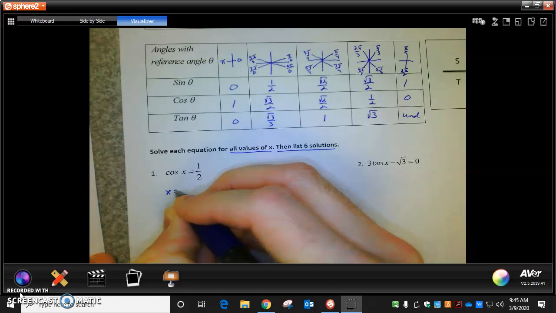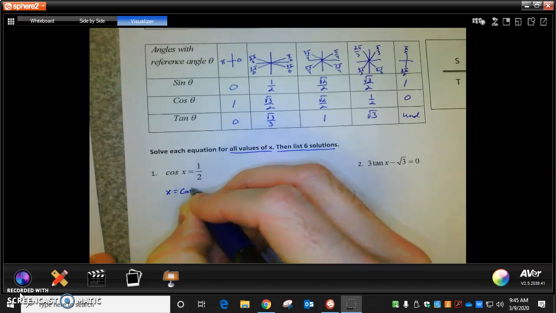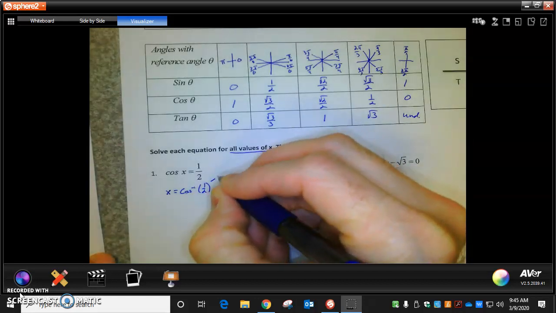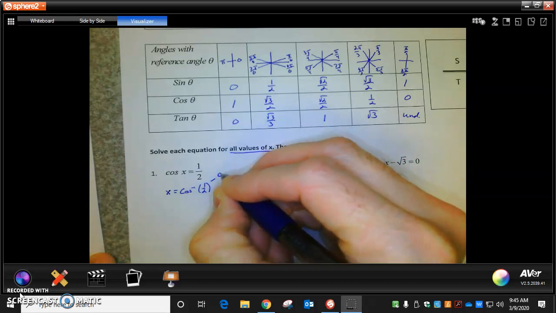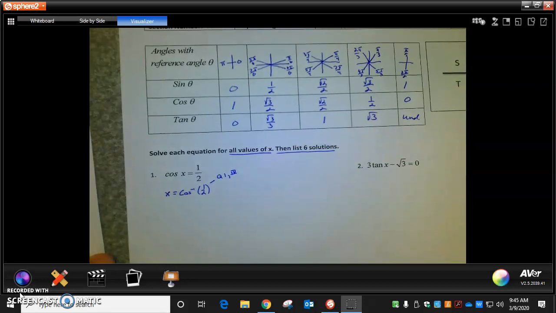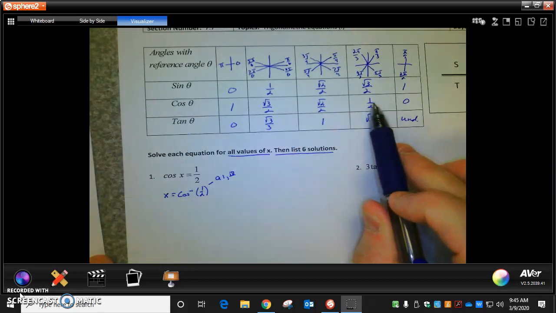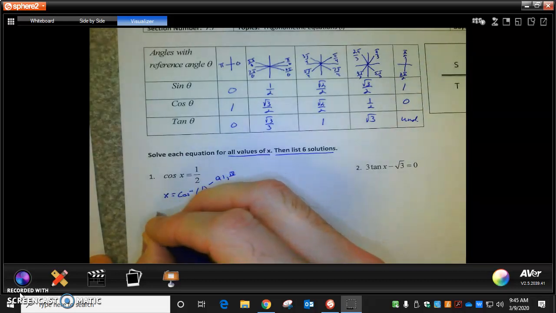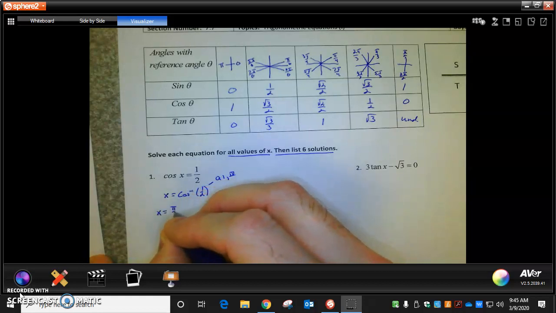That's going to be x equals the inverse cosine of positive 1/2. Keeping in mind that cosine is positive in quadrants 1 and 4, I'm going to go up to my chart. I see cosine of 1/2 at pi over 3 and 5 pi over 3. Those are the two angles that give me a cosine value of positive 1/2. So x could equal pi over 3.